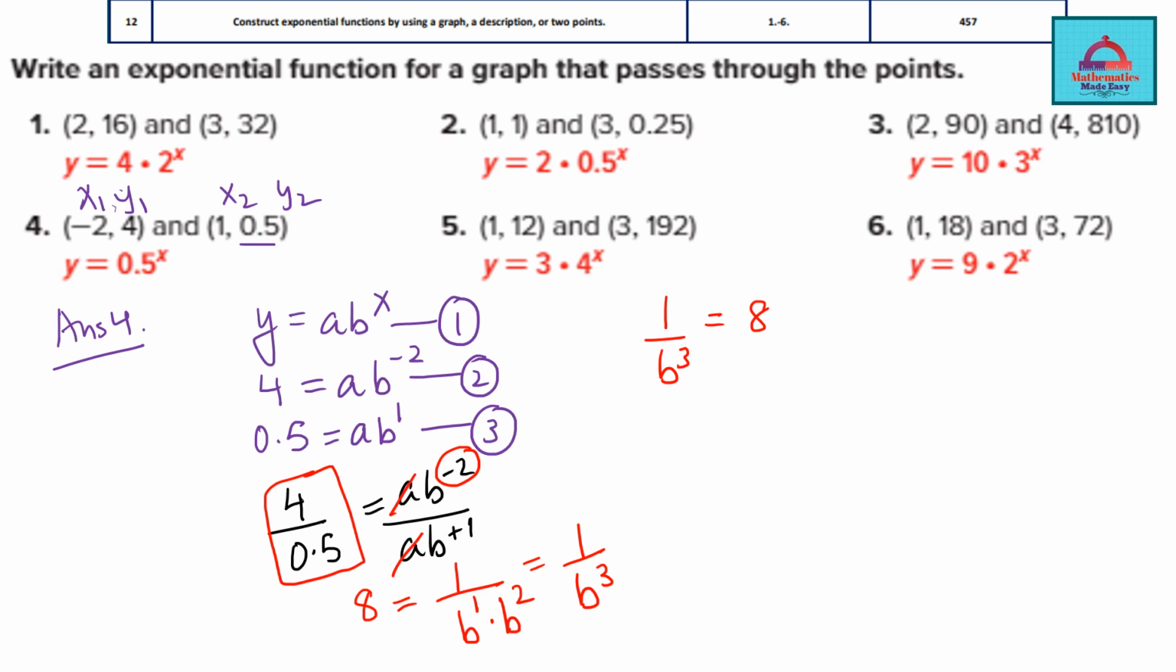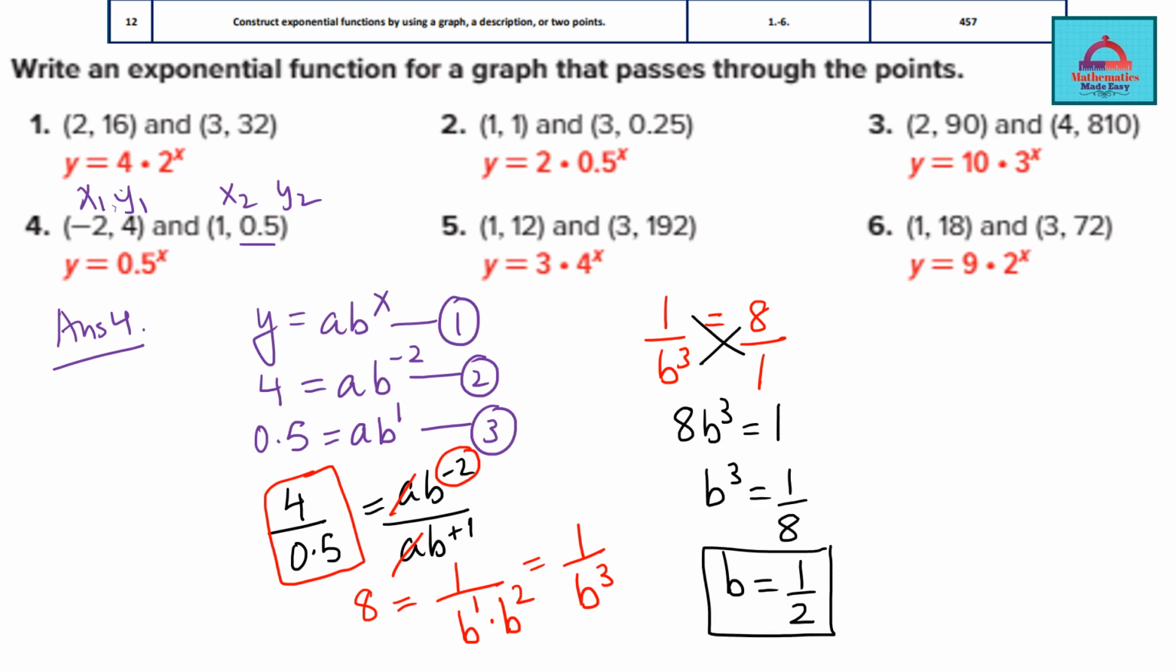So you can just cross multiply again. So this is going to give you 8 b3 is equal to 1, or b3 is 1 by 8. Now this is b cube is equal to 1 by 8. So b is going to be 1 by 2. That's the value of b that you get. Now after you get the value of b, you can convert it into decimals also, 0.5. Now it's time to get the value of a.